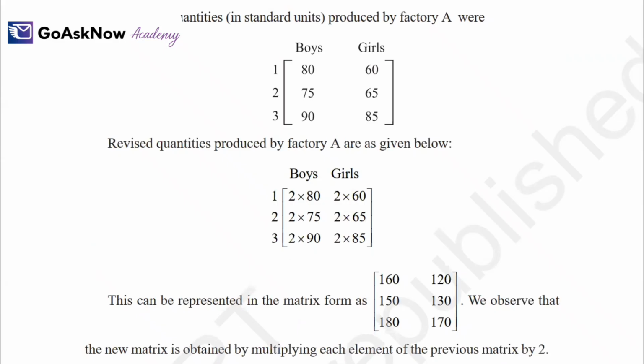So we will get the first element as 2 into 80. Similarly, the second one is 2 into 60. The third one is 2 into 75. Then 2 into 65. Then 2 into 90. Then 2 into 85. I hope you get how it was written, that it was multiplied by 2 only.